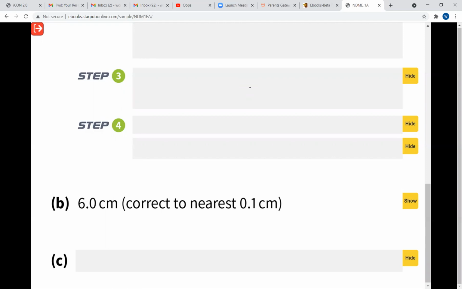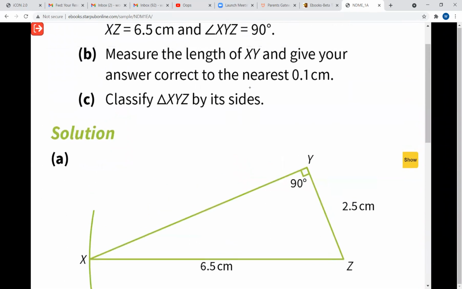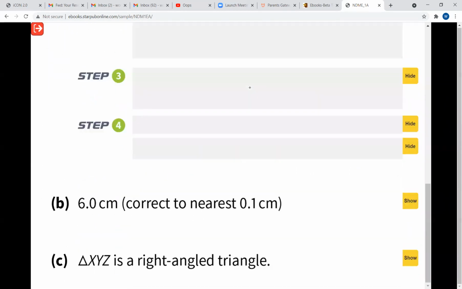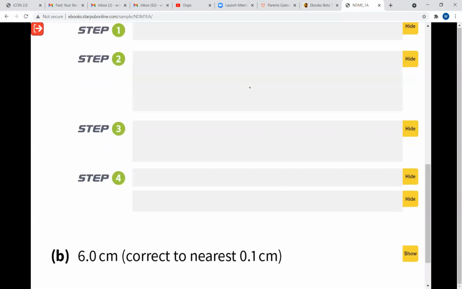Doesn't matter as long as your points are correct, either clockwise or anti-clockwise. So part C, classify X, Y, Z. Of course, it's a right angle triangle. So this is question 7, 8, and 9, right? 8.